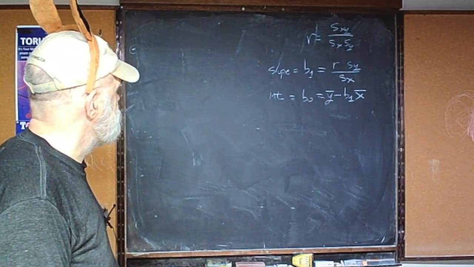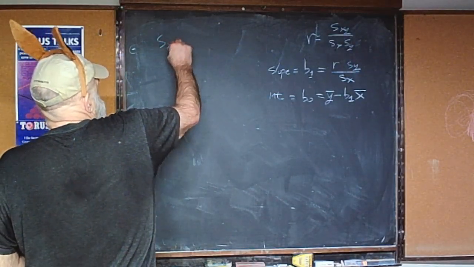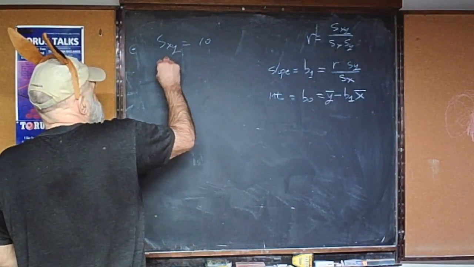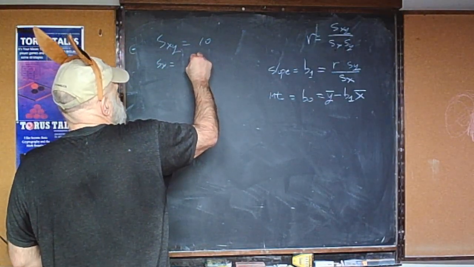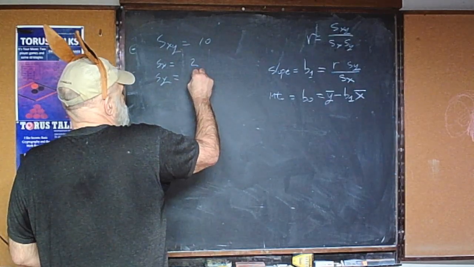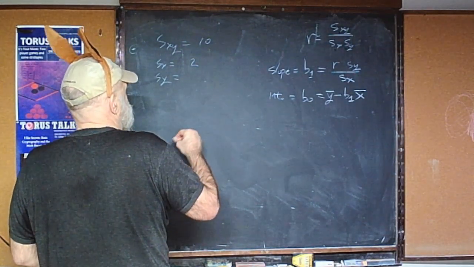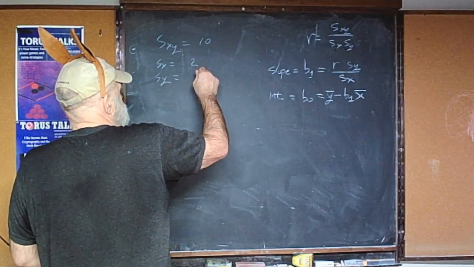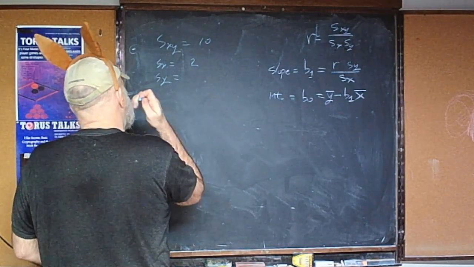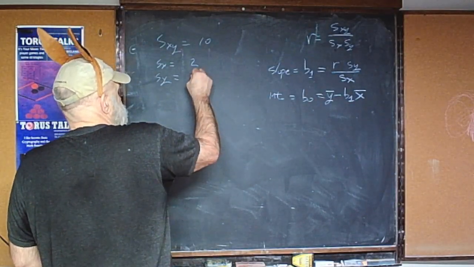So let's do a quick and dirty one. Let's say that the covariance is known to be 10. Standard deviation of x is known to be 2. Y's standard deviation is, let's pick something useful here, we need something a little bit bigger. 2 times 8, 16. 10 sixteenths is 5/8 again. Whatever. We'll use that.